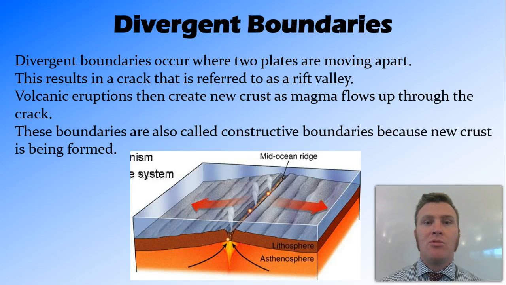As these two plates move away from each other, magma flows up from the asthenosphere and cools to form brand new rock in that rift valley. And because new rock, or new crust, is being formed, these divergent boundaries are also referred to as constructive boundaries.